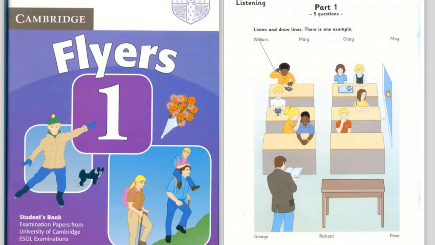Look, that girl is whispering a secret to her friend. Who is she? That's Daisy. She's always talking. Yes, she is. Where's May? I can't see her. Can you see the girl next to the window? Is she looking at a butterfly? Yes, that's right. She loves all insects and butterflies.